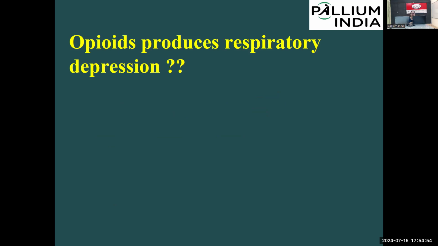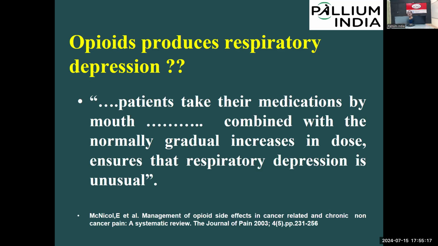Do opioids produce respiratory depression? I saw in the chat box also there were a few responses saying respiratory depression. At toxic doses, opioids might produce respiratory depression. Yes, but if the medications are given orally and properly monitored, and the doses are titrated with cautious monitoring, respiratory depression is very unusual. I have been in the palliative care field for 10 years, and I have never seen a patient who developed respiratory depression on oral morphine. It is very unlikely, provided you titrate the dose, monitor the toxic effects, and increase the dose gradually.